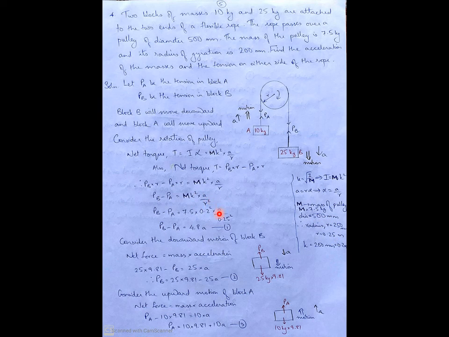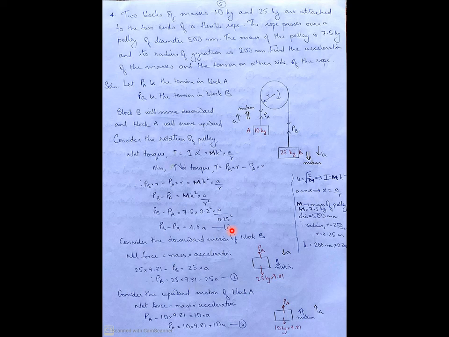Then a is the unknown acceleration. The diameter is given as 500 millimeter, so radius equal to 500 by 2, or 0.25 meter. So substituting all these, you will get PB minus PA equal to 4.8 into a. Let it be equation 1.